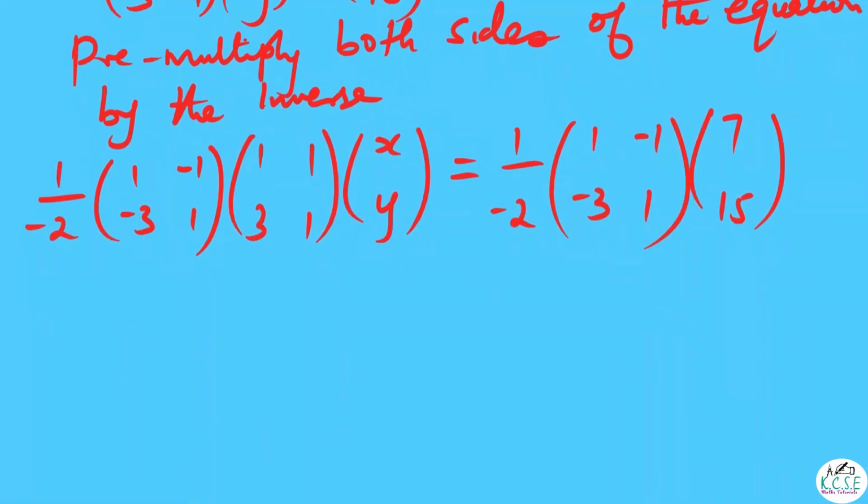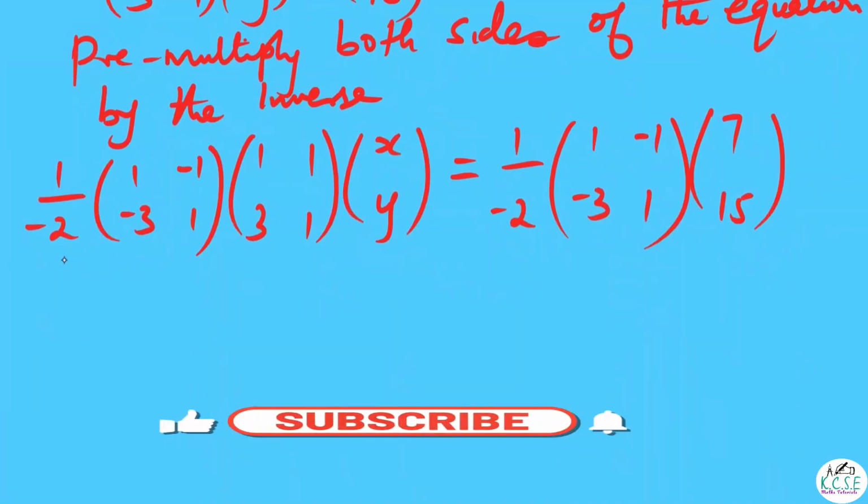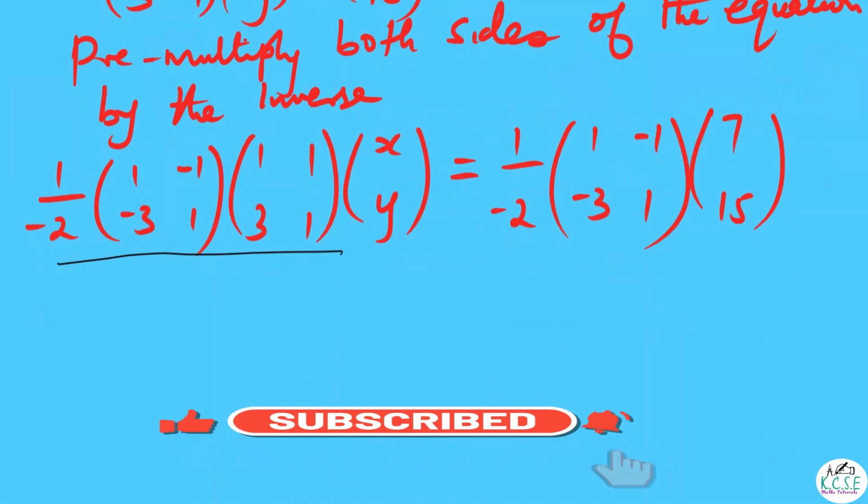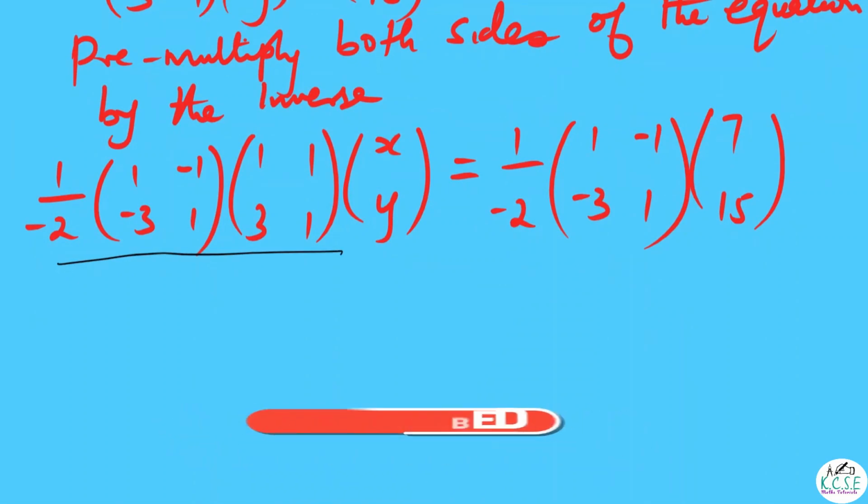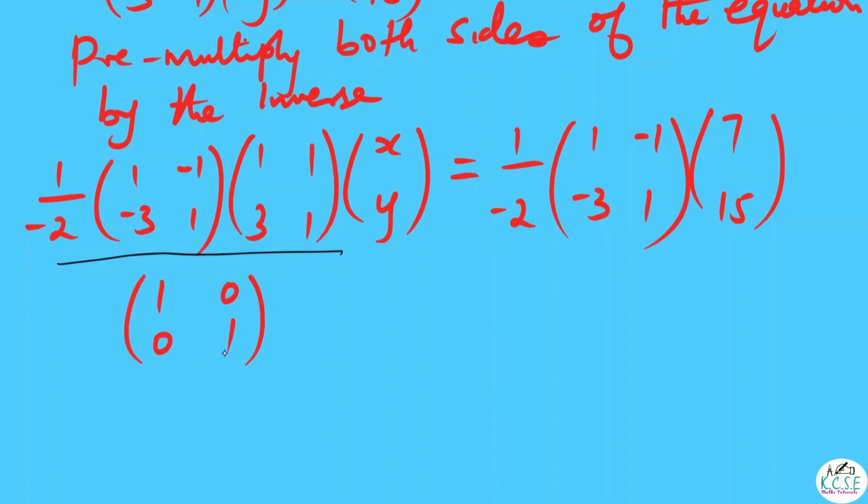Now you notice when you multiply this side, this will give an identity matrix. That is what you'll get. You get an identity matrix, 1 0 0 1. Then you have x, y. Then when you multiply this matrix here, you will obtain this is negative 1, this is 1, sorry. It is 1 over negative 2.